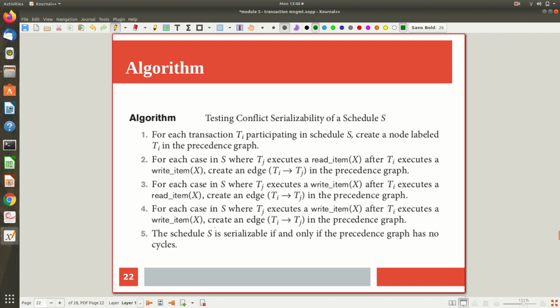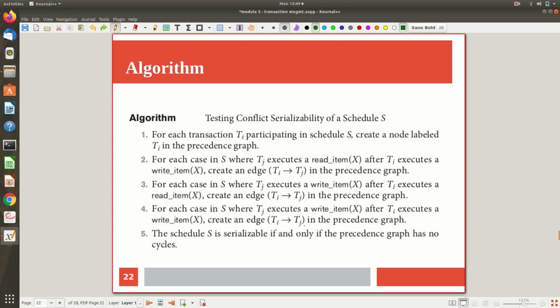Okay, that's all. Now the schedule S is serializable, particularly it is conflict equivalent to a serial schedule, or it is conflict serializable, if and only if the precedence graph has no cycle. So this is very important. If and only if, we have a formal proof also for the same, but we are not supposed to study it as part of our UG course, okay?